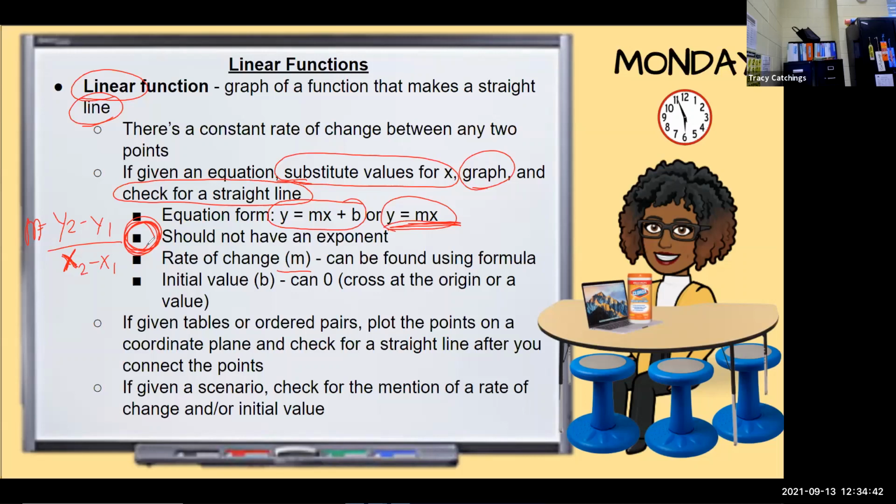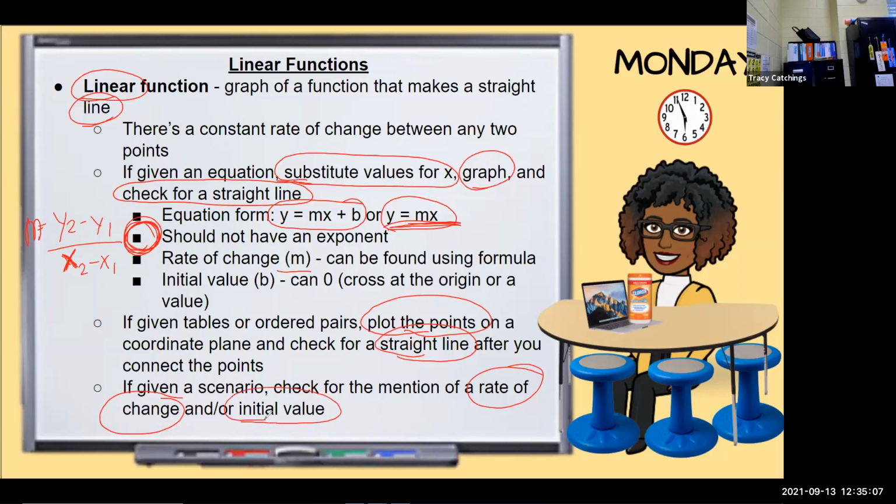At the bottom, they give us tables of ordered pairs. What do they tell us we need to do? Plot the point, and then check for, once again, that straight line. And then they give us a scenario to check for what? Mention of a rate of change. They'll use the words per hour or per feet, something of that nature. And then last but not least, check for that initial value.